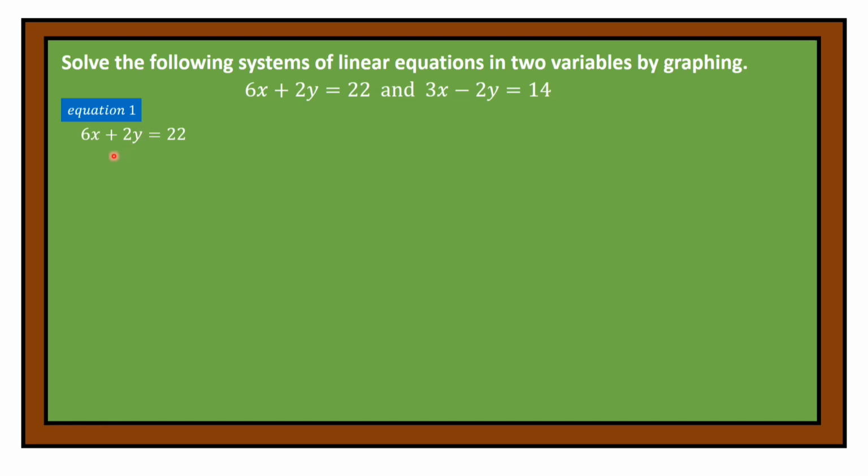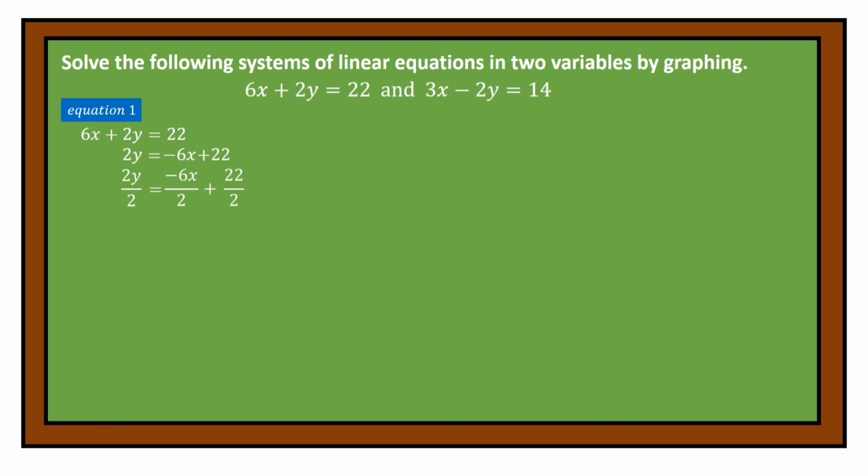Sa equation 1, we have 6x plus 2y equals 22. So, gawin natin siyang slope-intercept form. So, this will become 2y equals 6x will be transposed. So, that is equal to negative 6x, copy, plus 22. Since meron pang coefficient ang ating y, so we have to divide the whole equation by 2.